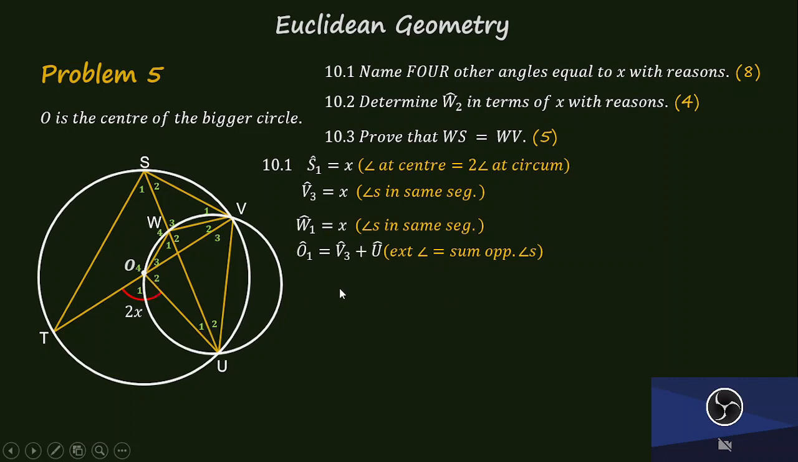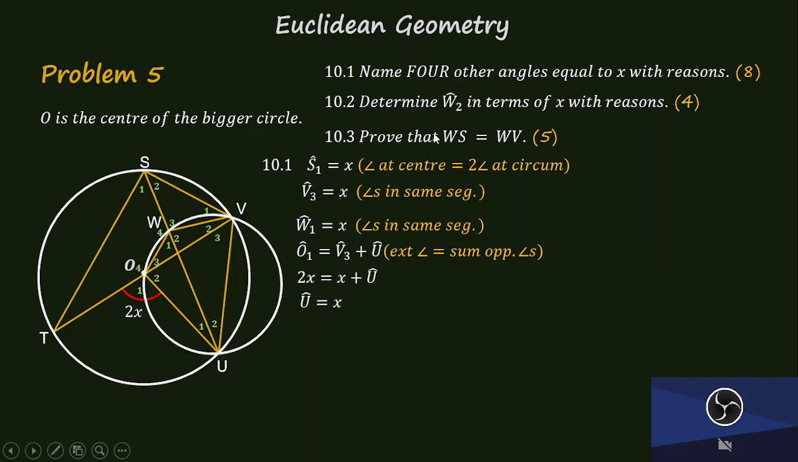Now we have values for O1 and V3, which means U equals x. Now we were able to find 4 angles that are equal to x. It's U, it's W1, it's V3, and S1.